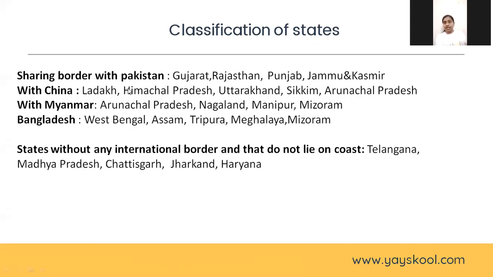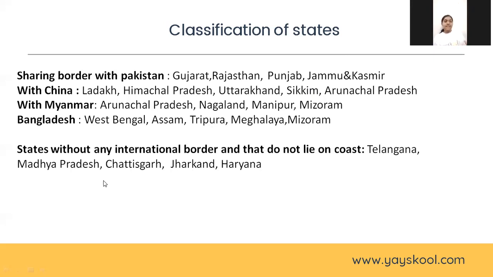Ladakh, it is again a union territory, and Himachal Pradesh, Uttarakhand, Sikkim, Arunachal Pradesh. So these share their borders with China. Then states that are sharing border with Myanmar: Arunachal Pradesh, Nagaland, Manipur, and Mizoram. And then states sharing border with Bangladesh: West Bengal, Assam, Tripura, Meghalaya, and Mizoram.